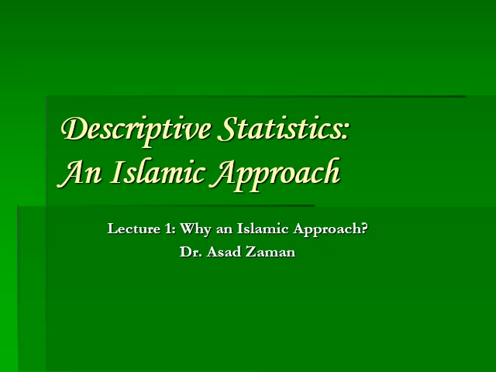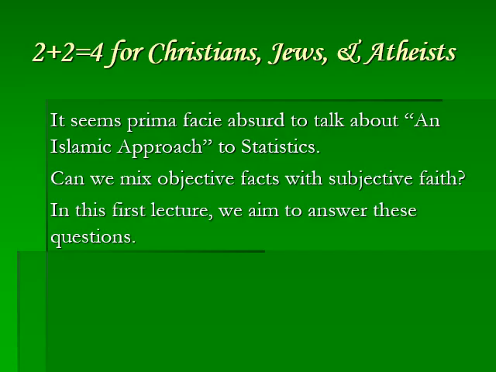Bismillahirrahmanirrahim. In this first course, we will explain why an Islamic approach is needed for an objective subject like statistics. At the very first stage, it seems like when you are talking about 2 plus 2 equals 4, this is the same for Christians, Jews, atheists, Muslims. So, what's the point of having an Islamic approach? It seems absurd to talk about an Islamic approach to statistics. Can we mix religion with numbers? In this first lecture, I want to explain why an Islamic approach is necessary.